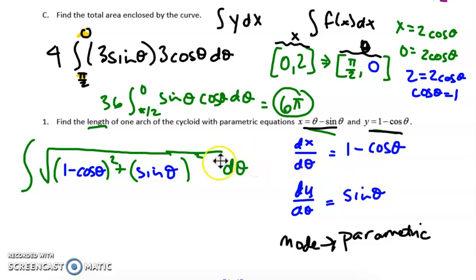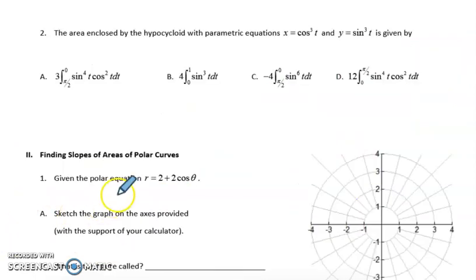But in this case, the one arch takes us from 0 to 2 pi, which is fairly standard in polars, that one loop around the unit circle is 0 to 2 pi. Those are going to be our limits of integration here. And so when you put this all into your calculator, you're going to get a very nice arc length of 8.